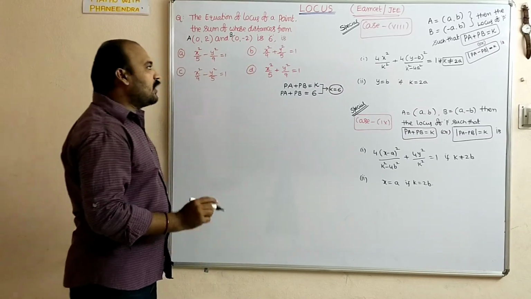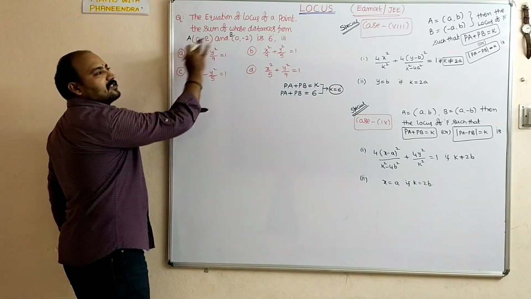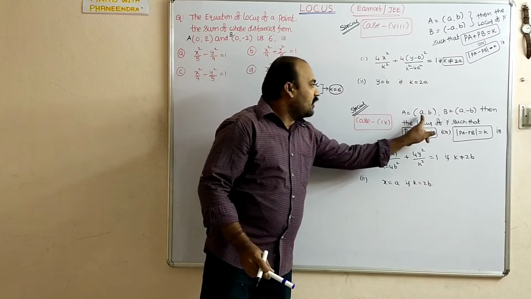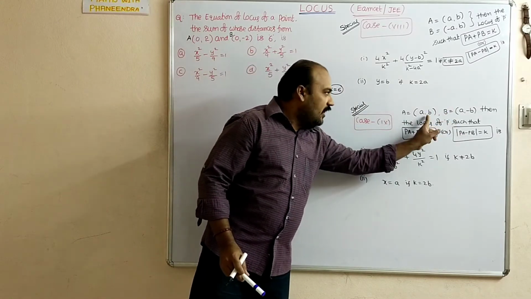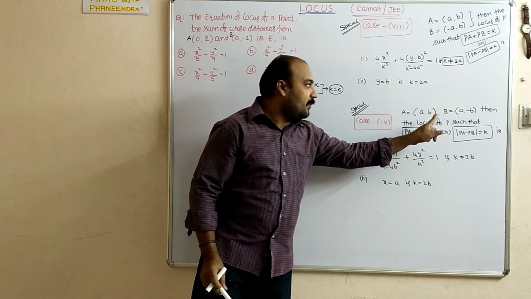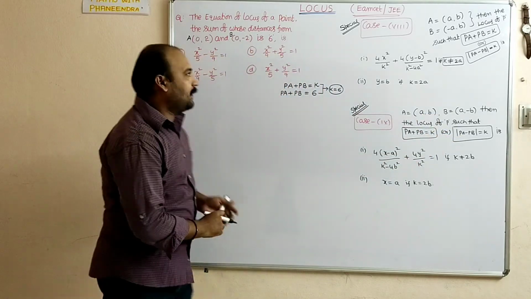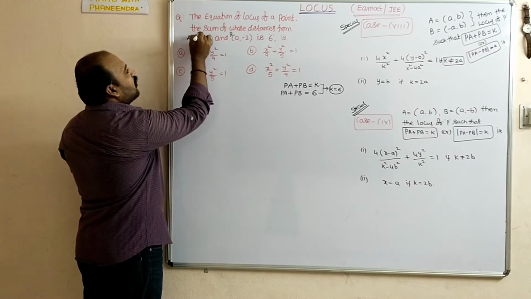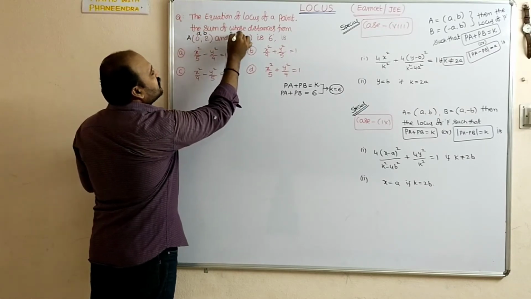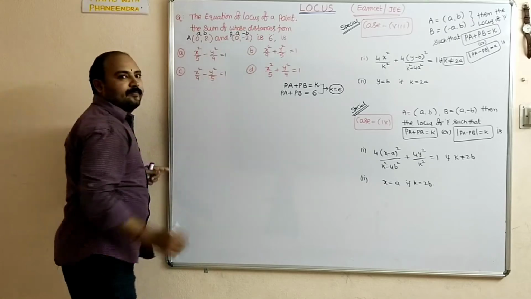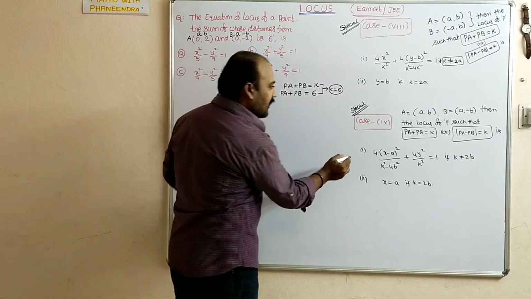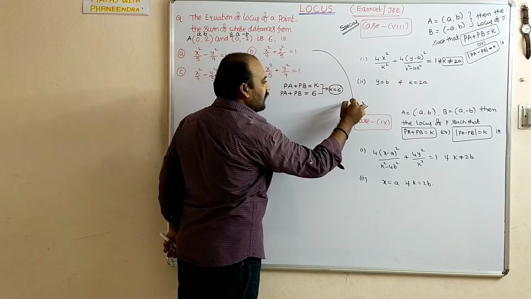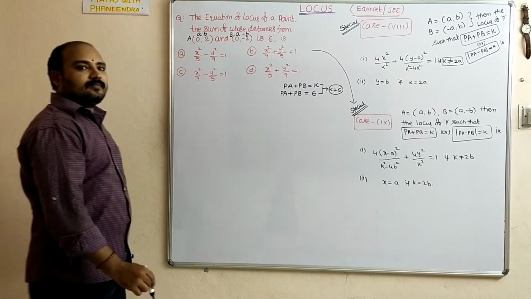First, you have to verify the given points. You can compare with either this case or this case. The points are A, B and A, minus B. The x coordinates are equal, but the y coordinates' signs are different. So this is (a, b) and this is (a, -b). Now, this question is related to this case.